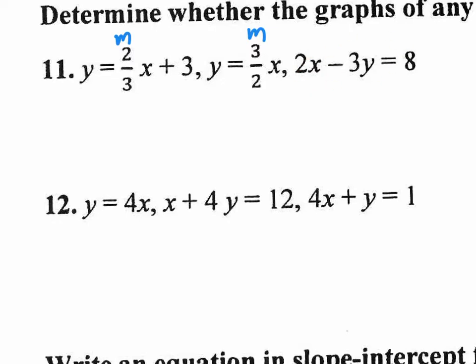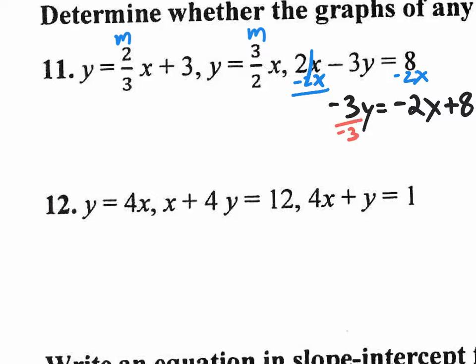That third equation is in standard form, and you cannot see the slope in standard form. So you need to change the way this looks to be able to see the slope. Let's get the y by itself. So I'm going to subtract 2x. My new equation reads negative 3y equals negative 2x plus 8. My final step would be to divide everything by negative 3 to get y by itself. So divide by negative 3, divide by negative 3, divide by negative 3.